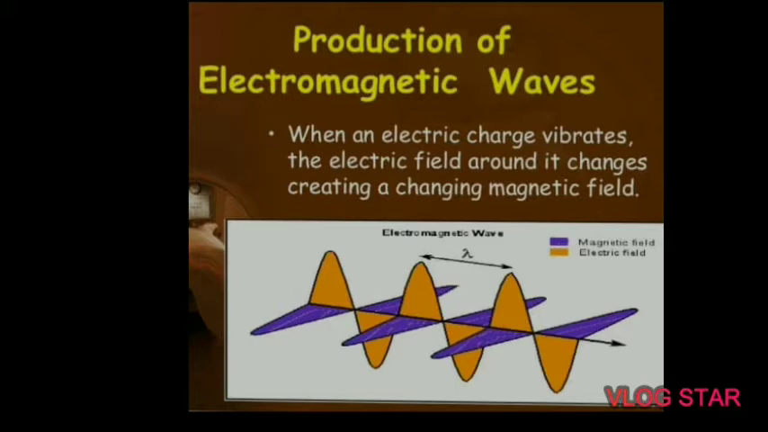So when an electric charge vibrates, the electric field around it changes, and that creates a changing magnetic field. In the figure we can see that the blue color shows the magnetic field and the yellow color shows the generation of the electric field. So here the electric and magnetic fields are generated simultaneously, which is called an electromagnetic wave.